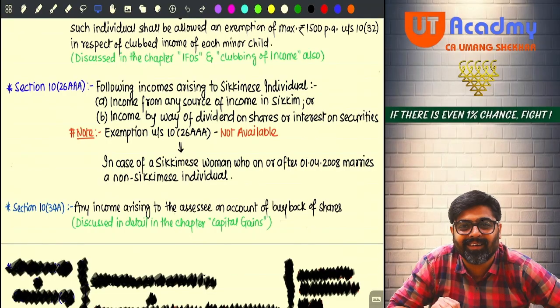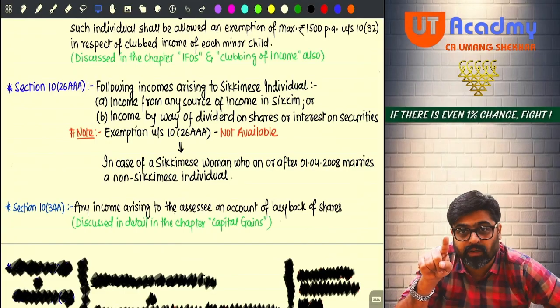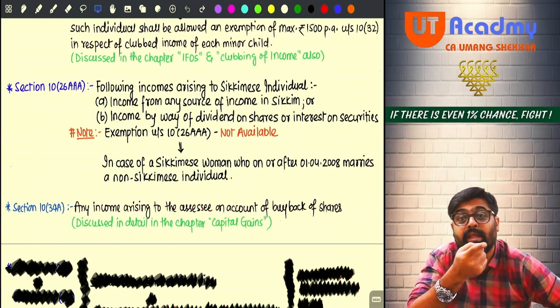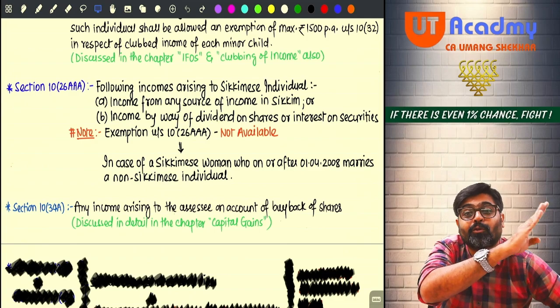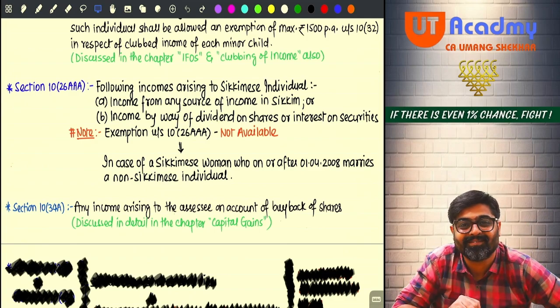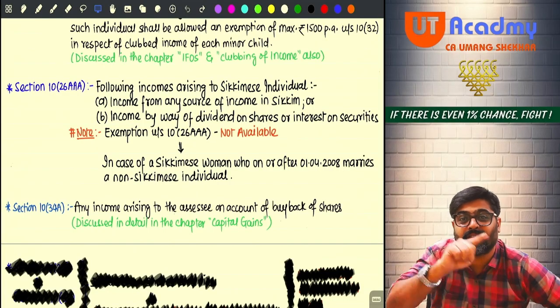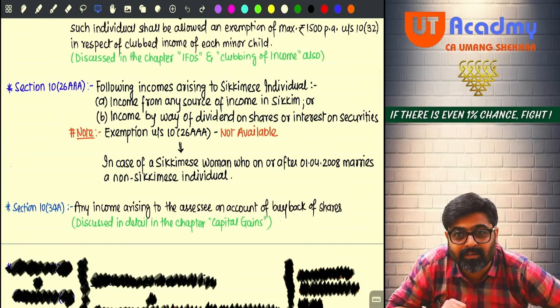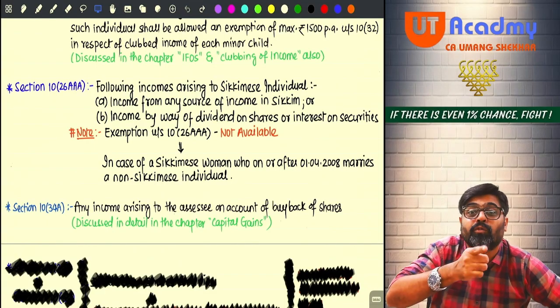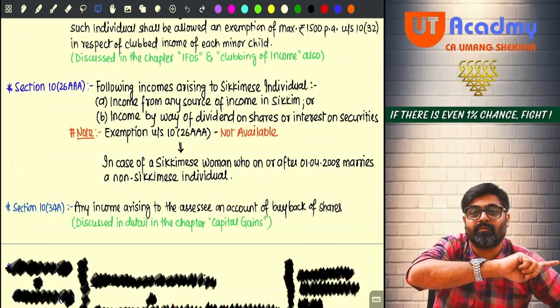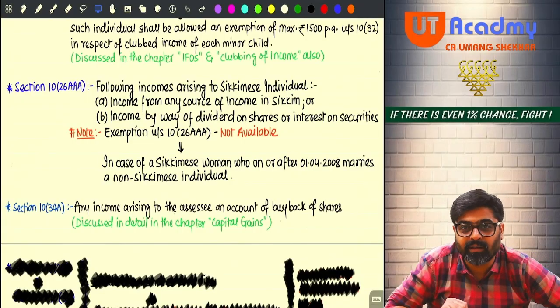Now tell me, for a Sikkimese individual, are all the incomes exempt? No. If that Sikkimese individual is earning income from any other source which is outside Sikkim, what if that Sikkimese individual has a business in Gujarat and from that business he is earning income? That income will not be exempt because that is not income from a source in Sikkim. That is an income from a source outside Sikkim. Whenever he earns from it, that income will be taxable for him.